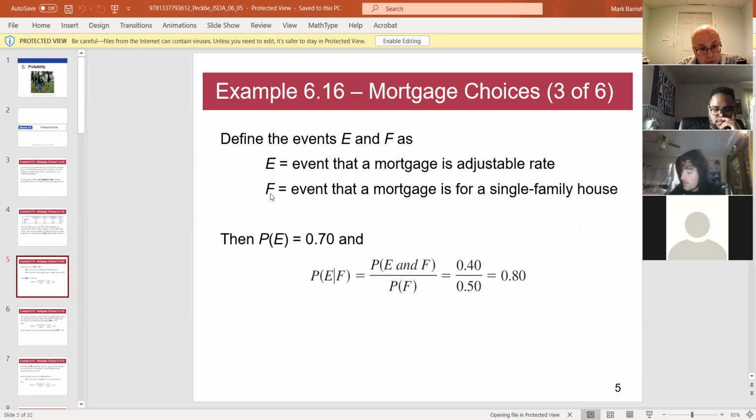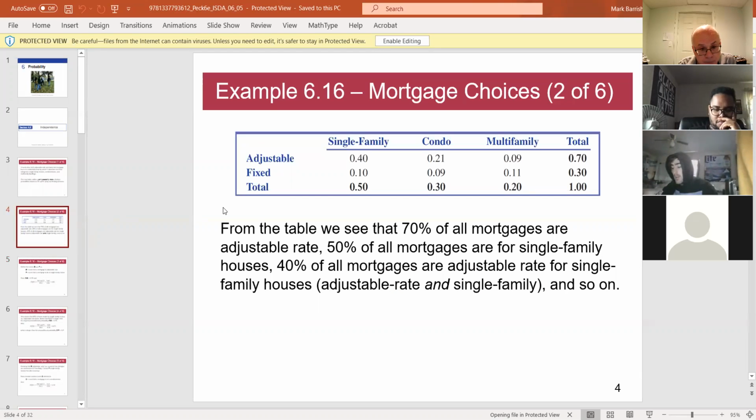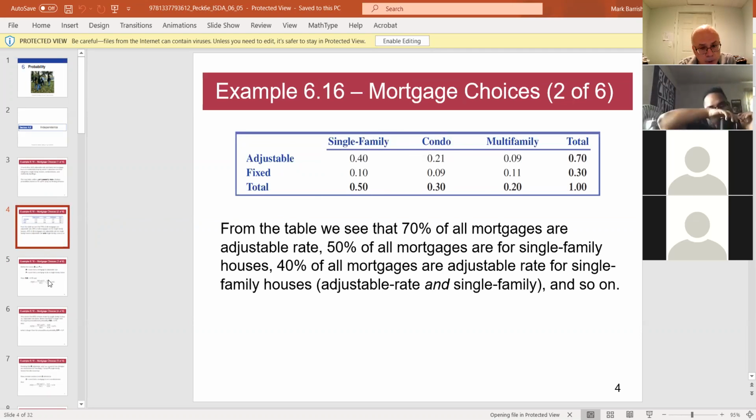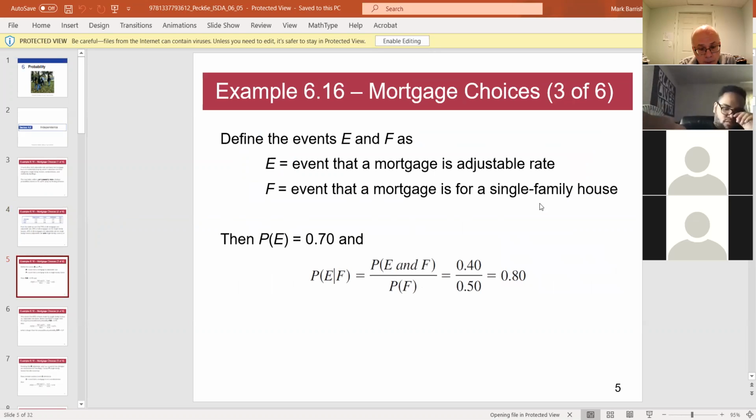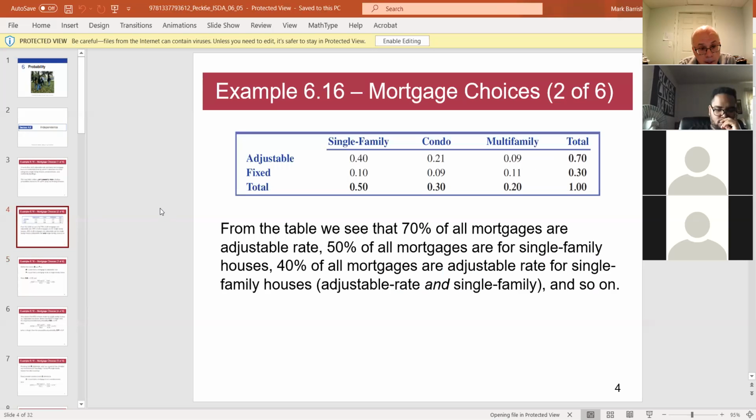Okay. Now here they're saying that event F is the event that the mortgage is for a single family home. Since there are 3 types of homes here, we would probably want a symbol for condos and multifamily, for all three of them because there's three of them. But in this case, we're just having symbols or letters for one of them, which is single family. Now, we're given that the probability of an adjustable rate mortgage is 0.7. How do we know that? Well, actually, oh, this is weird.